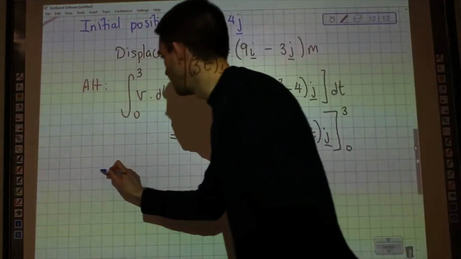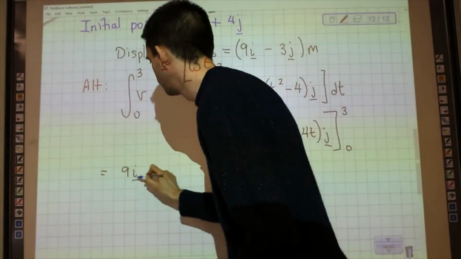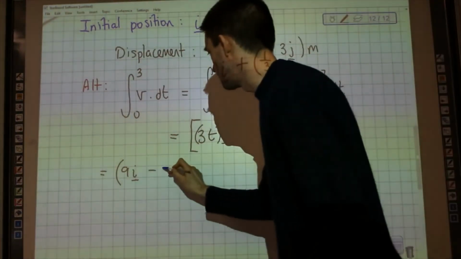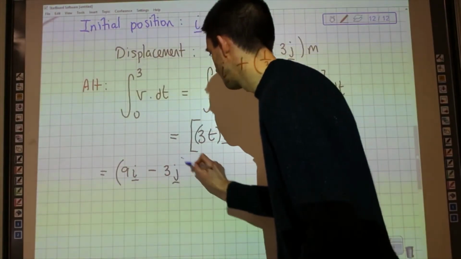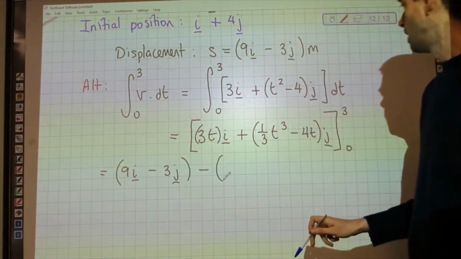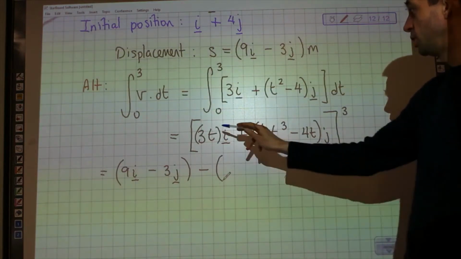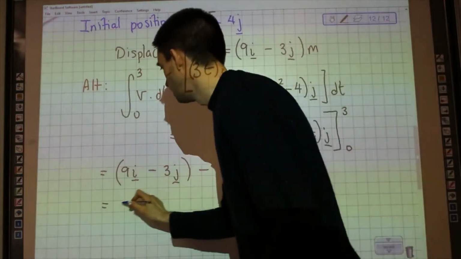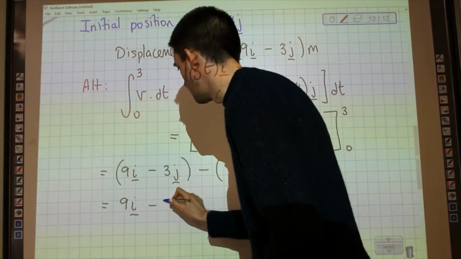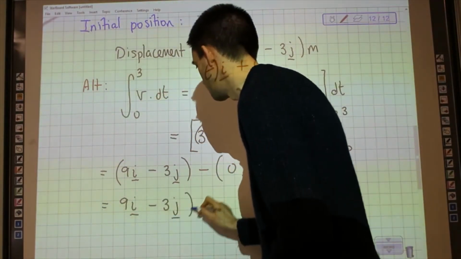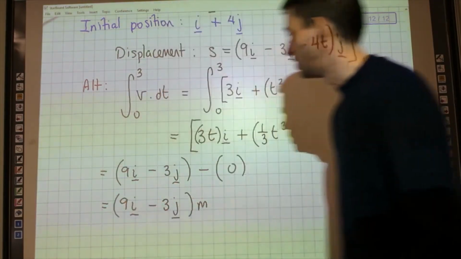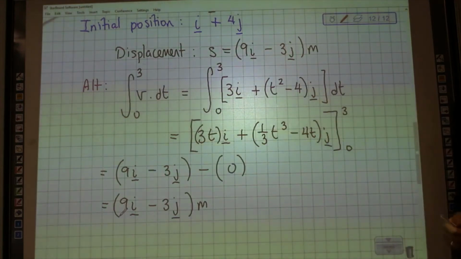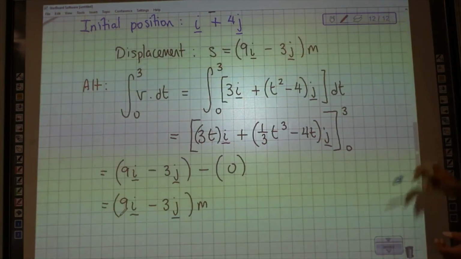So if we substitute in 3, we'd get 9i. Substitute 3 into here, we're going to get negative 3j. And if we substitute in 0, we're going to get 0 from both components. So you can see that what we've arrived at is 9i minus 3j meters, which is the displacement in the first 3 seconds. So how far it's gone in relation to where it started.